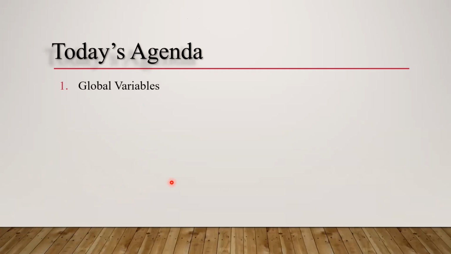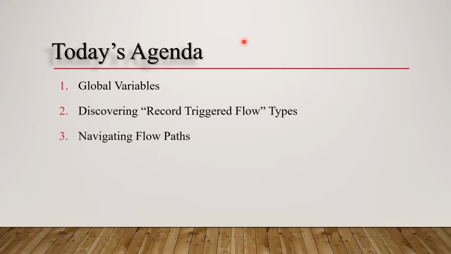Today's agenda will be to cover global variables, and after that, discovering the record trigger flow types. In record trigger flow also, there are different types available, so we will see that. After that, we will see how to follow the different paths available in record trigger flow, and then we will explore the flow entry conditions. There will not be much theoretical part, because I told you in the last session I want to make this session both theoretical and practical. So I'll keep it less theoretical and more practical. And at the last, we will have Q&A.